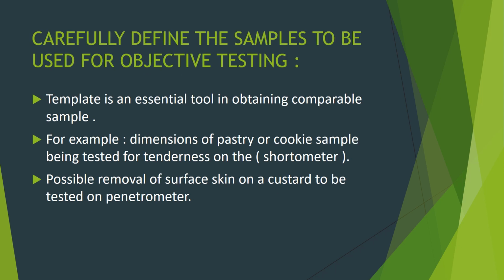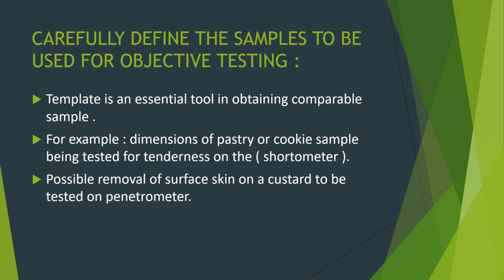The samples to be tested objectively should be defined, because not one equipment is useful for all. A template is an essential tool in obtaining comparable samples, right? And when you are going to test your food, you have to make sure that it is really close to its original form.